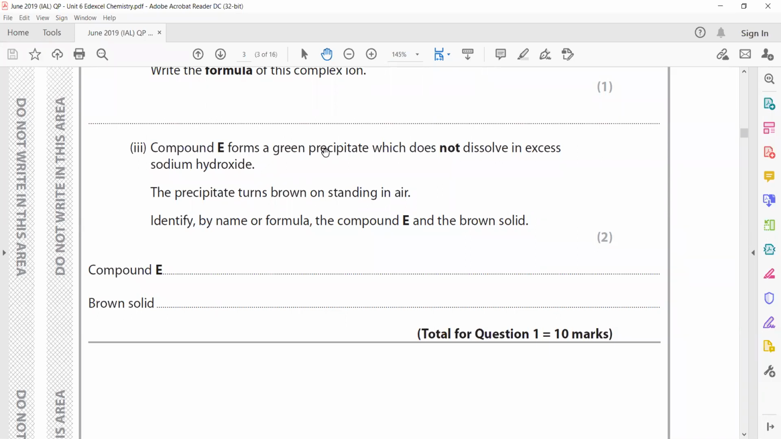So which element's precipitates are green and then insoluble in excess? For iron 2, it actually forms a green precipitate, and when you leave it in air, it will be oxidized to iron 3. So when it is oxidized to iron 3, the green precipitate will turn into a brown solid. So identify compound E. They already mentioned C, D, and E are all nitrates, and this test, a green precipitate which does not dissolve in excess, shows it is iron 2. So that is iron 2 nitrate.